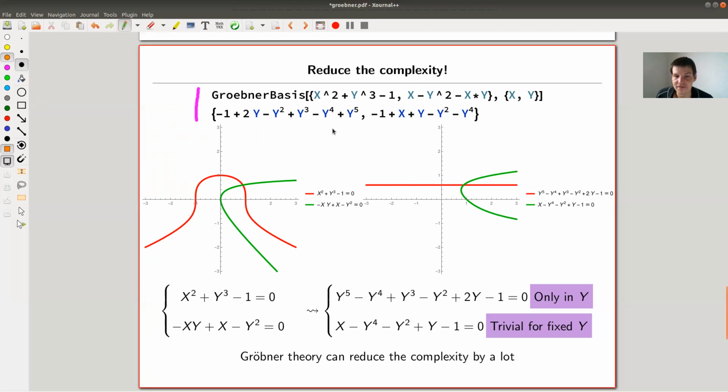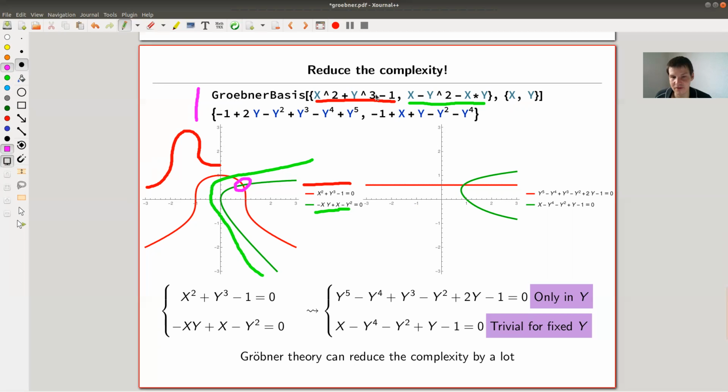So let's have a look at this example. I have two polynomials, a red one, which is this little curve here, and a green one, which is this strange curve here. And I want to solve this polynomial equation. I look at the picture and I see they seem to intersect in just one point. But look at the polynomials. It's cubic in y, quadratic in x. Maybe not super easy to solve.